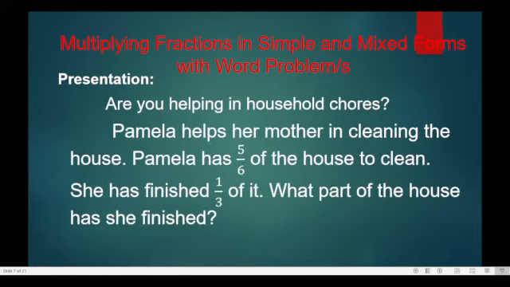Pamela helps her mother in cleaning the house. Pamela has 5/6 of the house to clean. She has finished 1/3 of it. What part of the house has she finished? Okay, so you have to remember the fractions in the problem. So that is the 5/6 and the 1/3.